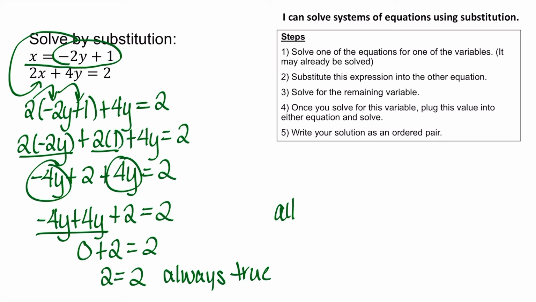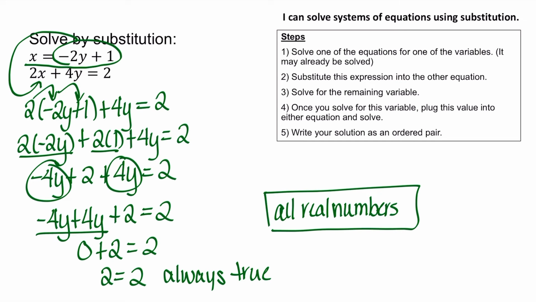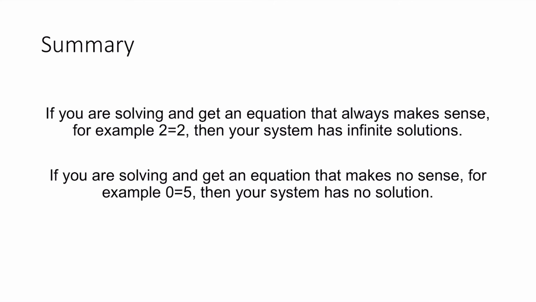So all real numbers will be the solution to this system of equations because this system of equations is always true. So remember, if you're solving and get an equation that always makes sense, for example, 2 equals 2, then your system has infinite solutions. The solutions will be all real numbers. If you're solving and get an equation that makes no sense, for example, you get 0 equals 5, then your system has no solution.